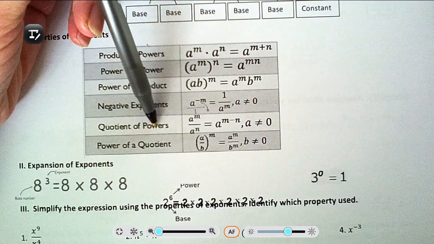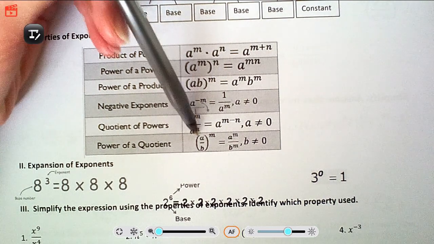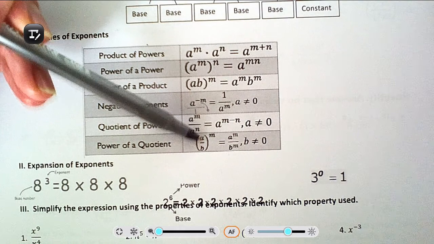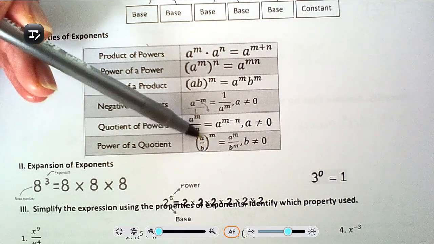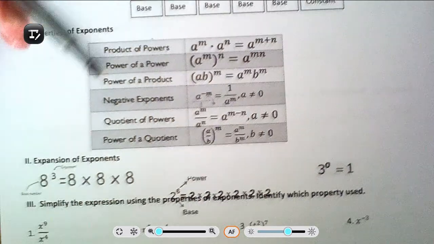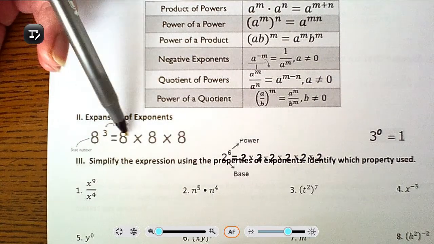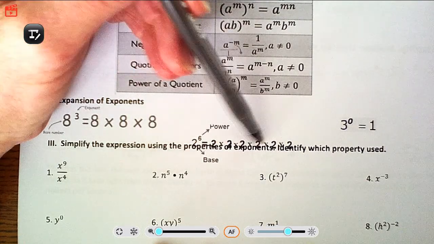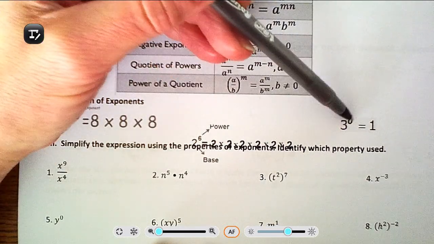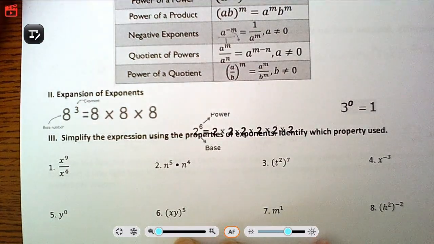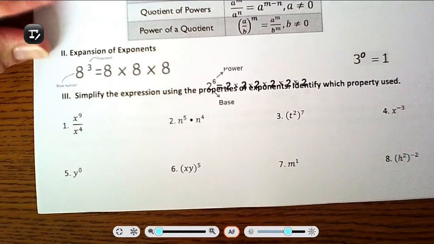A quotient of powers means to divide powers. M over n is to subtract them. But if you have the division of 2 bases to the m power, that can distribute to both those bases. Okay, remember that 8 to the third really means 8 times 8 times 8. Therefore, 2 to the 6 means 6 2's. And something to the 0 power, therefore, is just the coefficient of 1 as like a placeholder. Okay, so simplify these expressions using the properties.